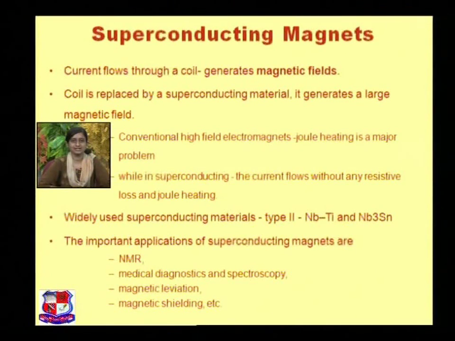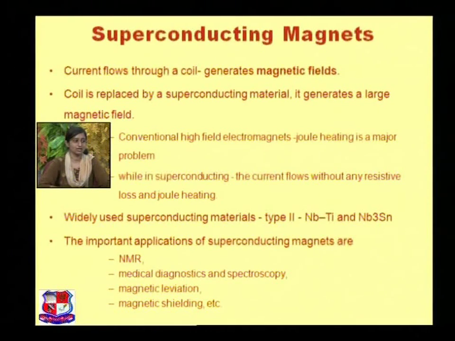Now the second point is conventional high field electromagnets. Joule heating is a major problem, but in a superconducting material the current flows without any resistance losses and Joule heating. That's why the superconducting material, in which current flows for a long time, is the best material compared to a normal magnetic material. Widely used type 2 superconducting materials are niobium titanium and Nb3Sn. The important application of this type of superconducting magnet is in the NMR.